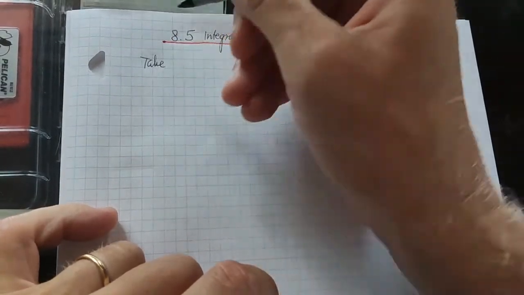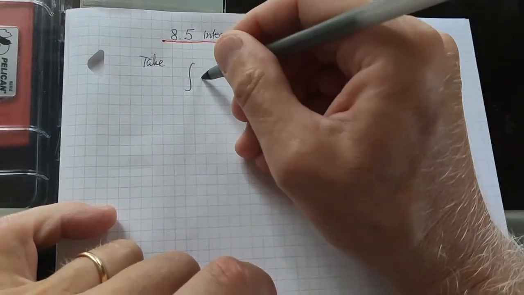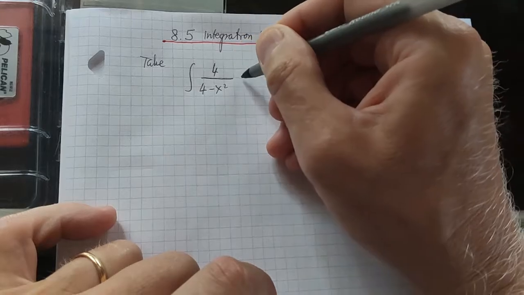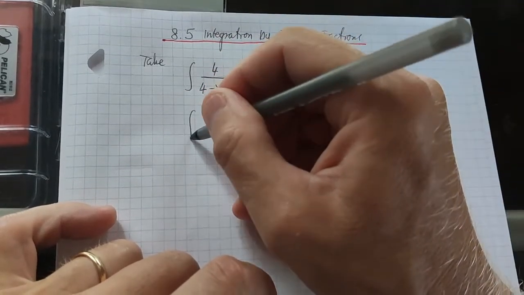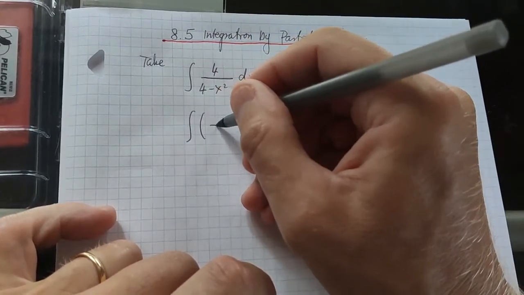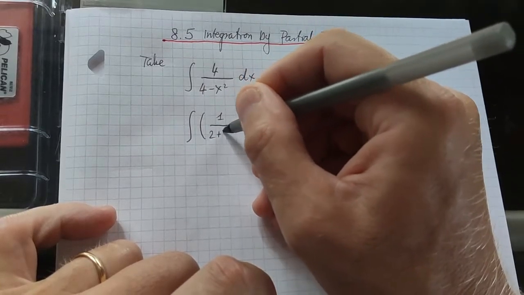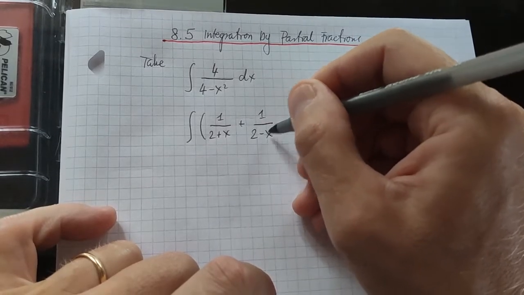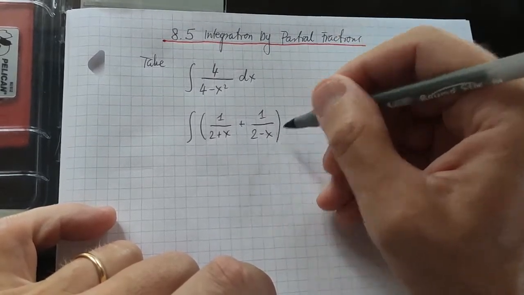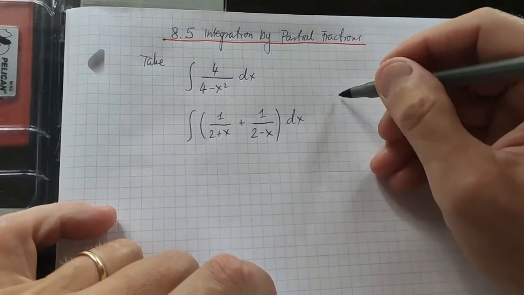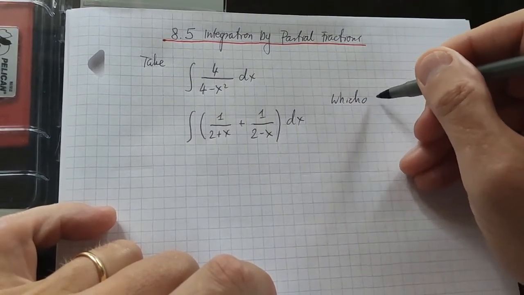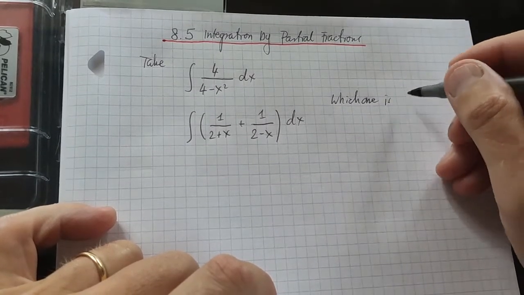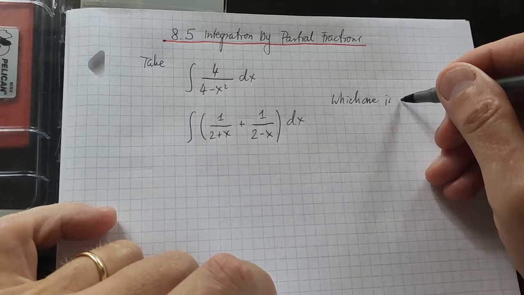So let's take two integrals, in fact. 4 over 4 minus x squared dx, that is the first one, and the second one is the integral of 1 over 2 plus x plus 1 over 2 minus x. Well, let me ask you a question. Which one is easier to evaluate?